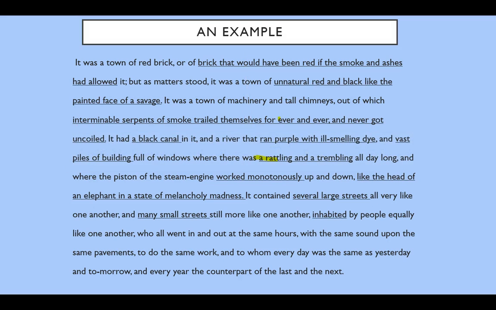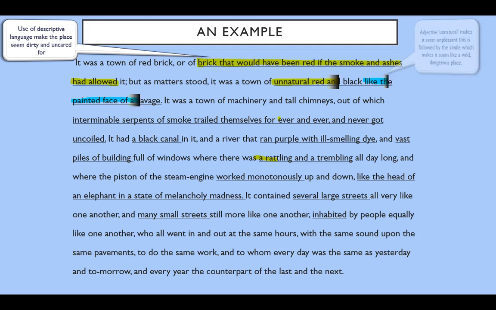Okay, so here's our text then. If we start to pull this apart, we can see there's quite a lot going on. At the beginning, we get this descriptive detail here, the use of the colours as adjectives, the red brick and the black. So colours being used as adjectives to make it seem dirty and uncared for. There's also repetition in there, which we'll touch on when we look at the structural devices. So we get the repetition of the same adjectives being used. We also get the adjective unnatural here to suggest to us that this town is not somewhere you really want to be, that people are being forced to live and work in an unnatural way.